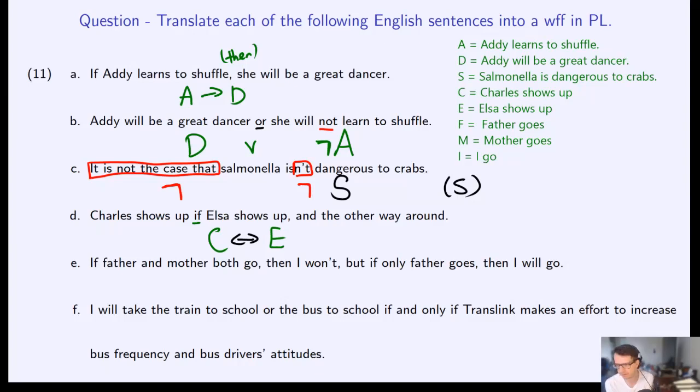So you could do that, or it would be perfectly okay to do if Elsa shows up, then Charles shows up, and if Charles shows up, then Elsa shows up. So you could do either way. And the other way around just means you flip the conditional. The left side is just an abbreviation of the right side. So the long way or the short way, either one is faithful to the original sentence.